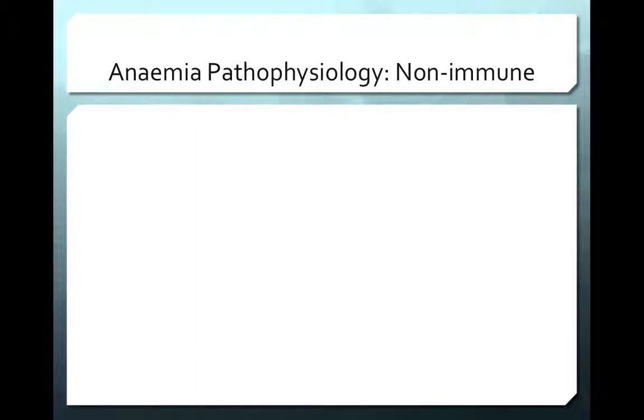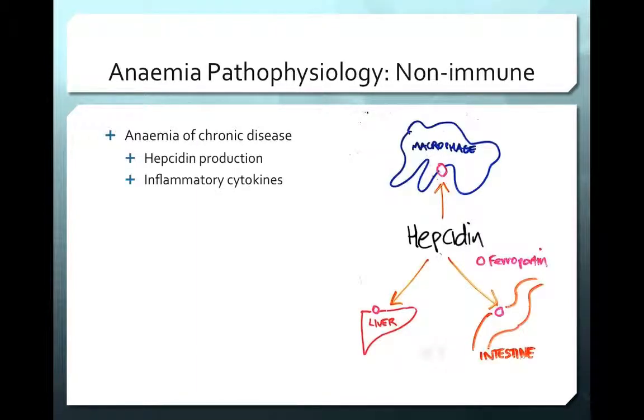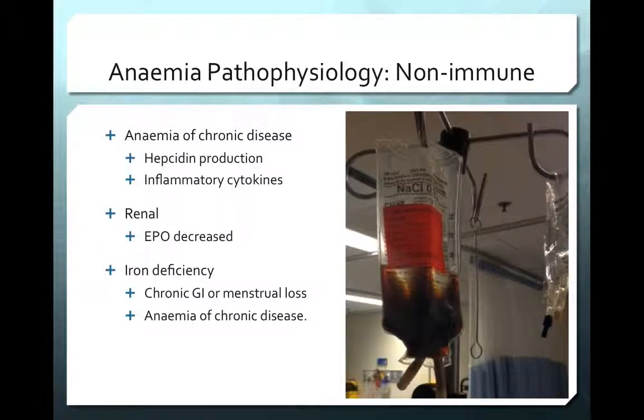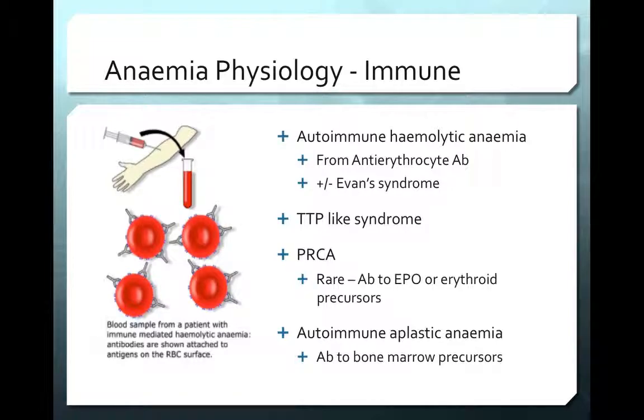If we go through the pathophysiology, looking at the non-immune causes, anemia of chronic disease is a problem with hepcidin, which basically internalizes ferroportin, which traps iron in whichever cell it's in at that stage in the body. And then there are also inflammatory cytokines that depress proliferation and differentiation of precursors. Renal disease is basically a problem with EPO, and iron deficiency can come from chronic GI or menstrual loss, which can occur with the agents we put people with lupus on, but also anemia of chronic disease will eventually cause an iron deficiency picture. Looking at the immune causes of anemia, they basically can be summarized as antibodies to all stages of red blood cell development.